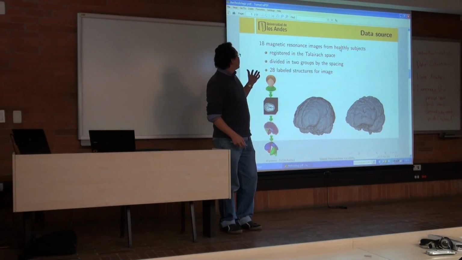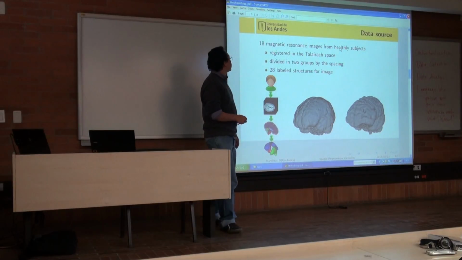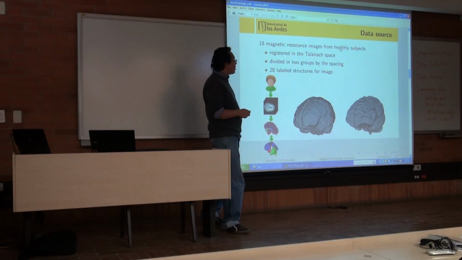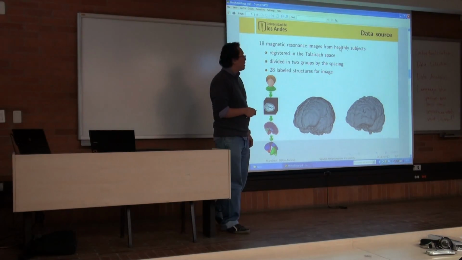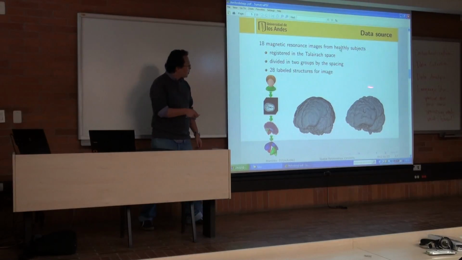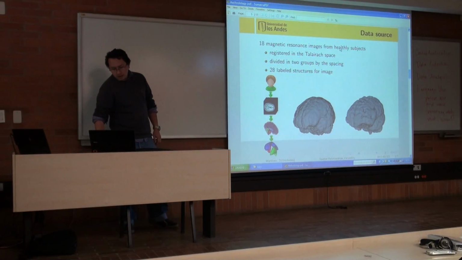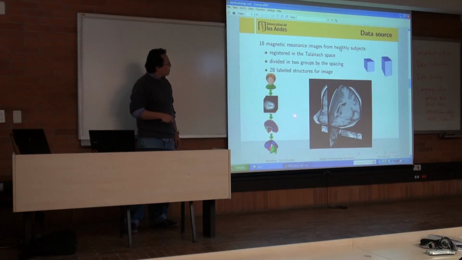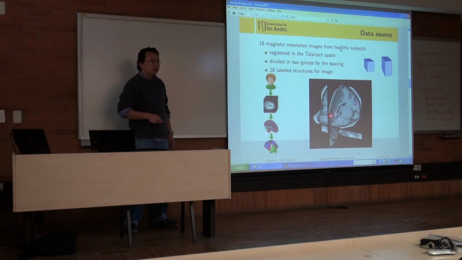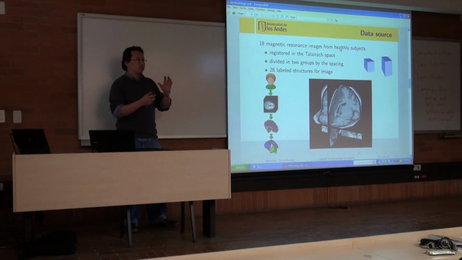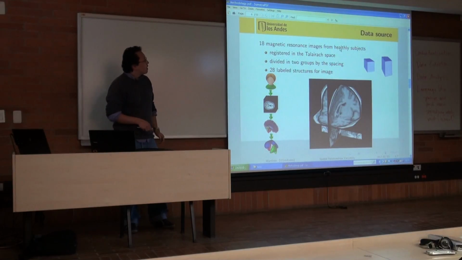For that we have a data source composed of magnetic resonance images, MRI, from healthy subjects. Each one provides a brain image like that, but all the MRI images look like that. It's a stack of images, and we can reconstruct the 3D body from this kind of image.